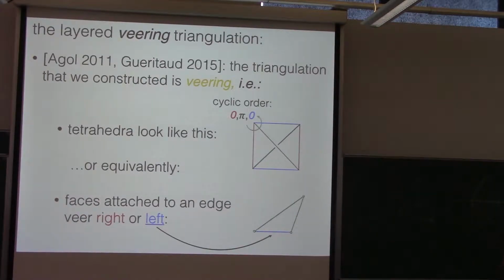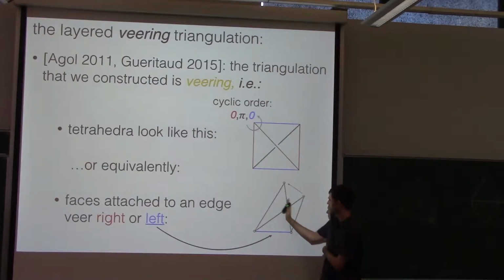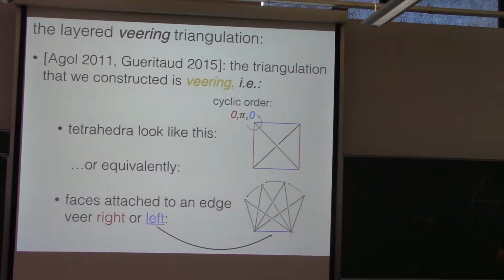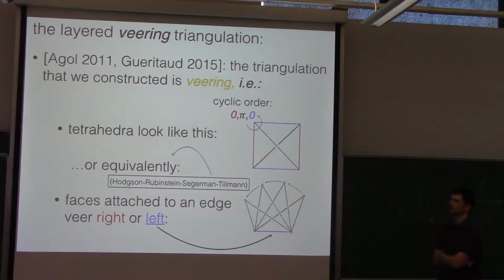Okay, and then there's also a third way of defining the veering condition, which is one that I like a lot. And this was Agol's original characterization of the condition from his paper. So faces attached to an edge veer right or left. If I have a blue edge, for example, then as I go up in my direction transverse to my fiber, my triangles that are attached to my blue edge veer to the left. So you can see this edge is above, so I'm going upwards out of the page, and my triangles are veering to the left. If this edge were red, then it would be the opposite. It would veer to the right. So it's just another way, and this is equivalent to this definition here by work of Hodgson, Rubinstein, Segerman, and Tillmann.